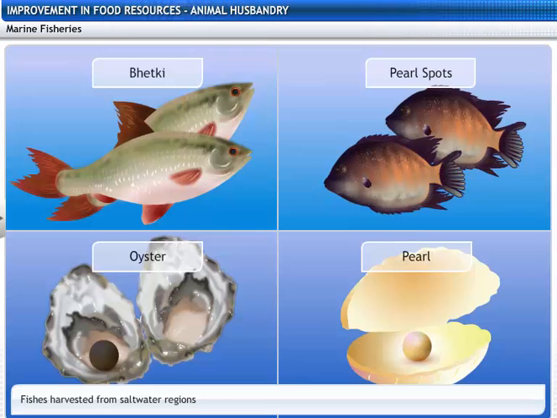Marine fish of high economic value are farmed in seawater, like bhetki and pearl spots. Shellfish, such as prawns, mussels, and oysters, are also farmed in seawater. Oysters are cultivated for the pearls they make.